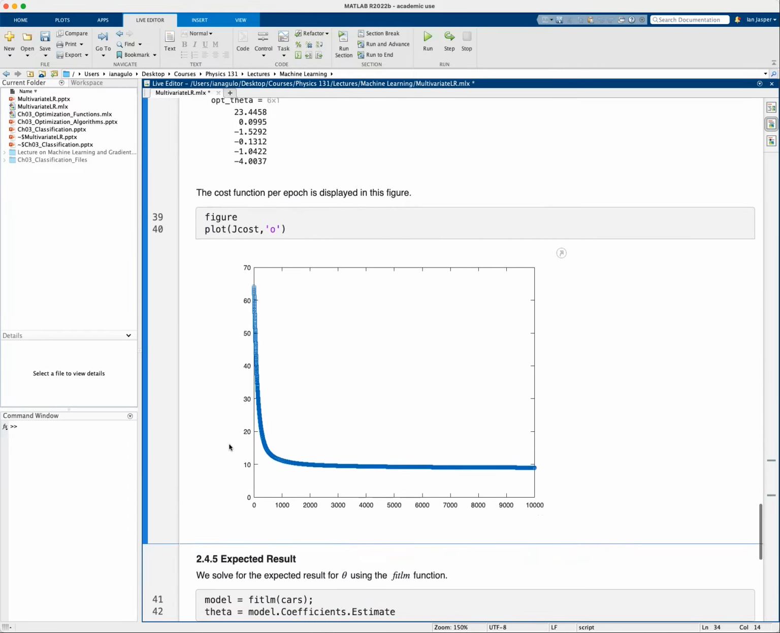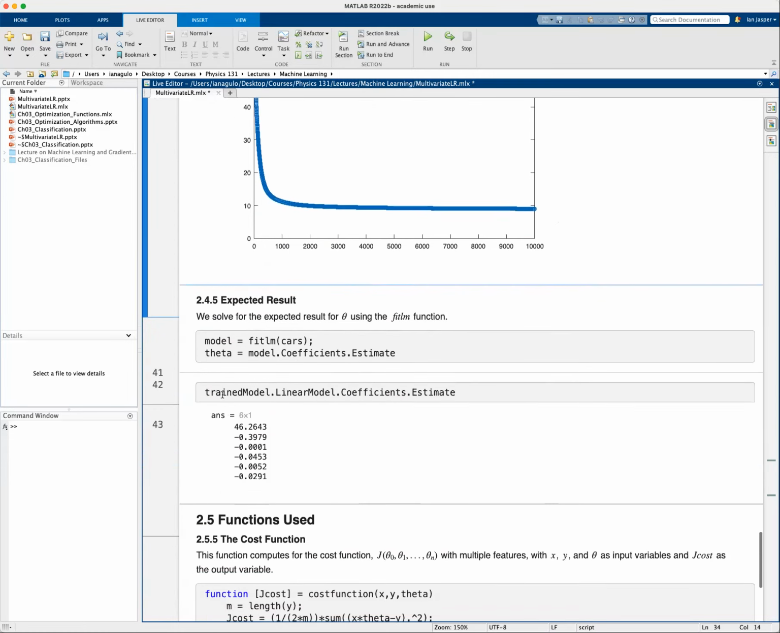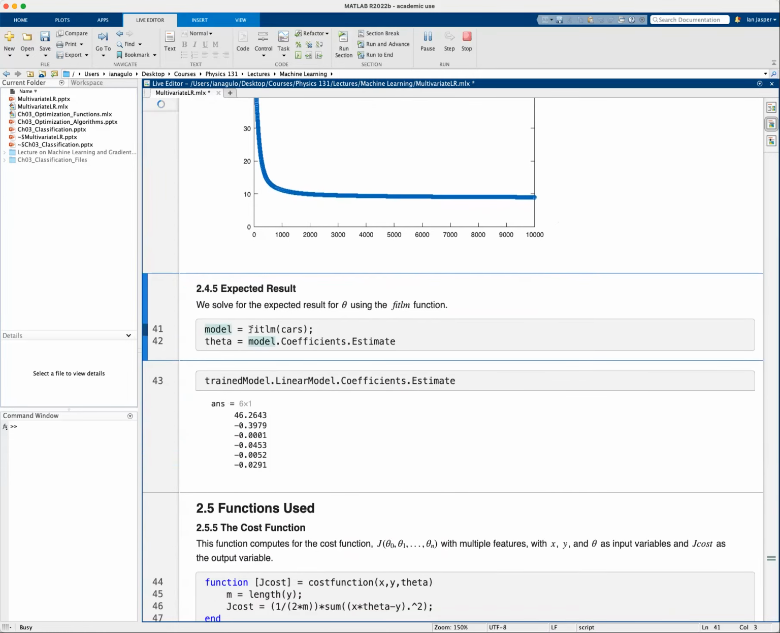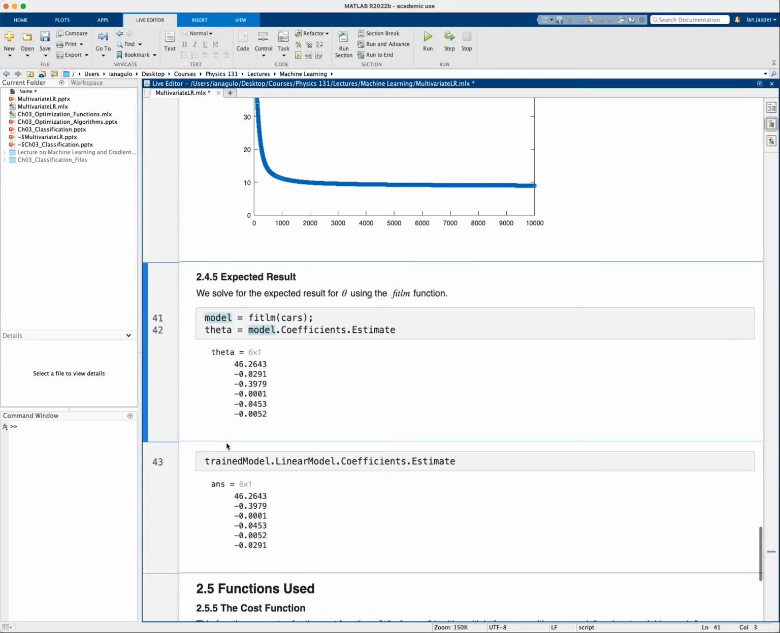so pa-plot natin of course yung cost function as a function of the number of iterations. And tulad nung sinabi natin last time, di ba, ang gusto na talaga nating mangyari is babagsak yung cost function and then mag-stabilize siya kapag ganyan. Okay, so ito yung ideal na result na gusto natin for a cost function. Okay, so now tignan natin yung results. Okay, so ito yung na-compute niya na theta values. Okay, so ito yung according to the model, ito yung optimum values ng theta.